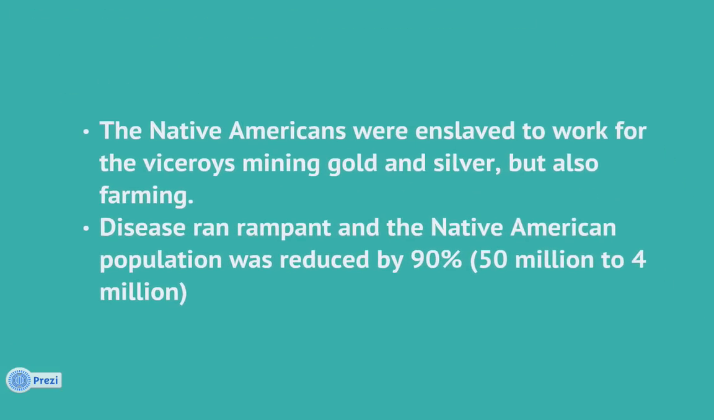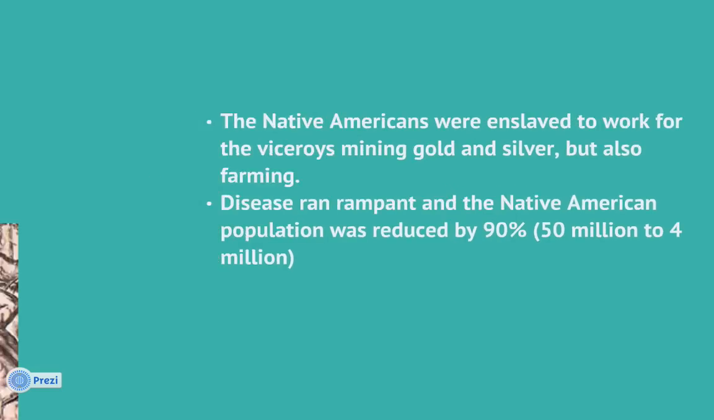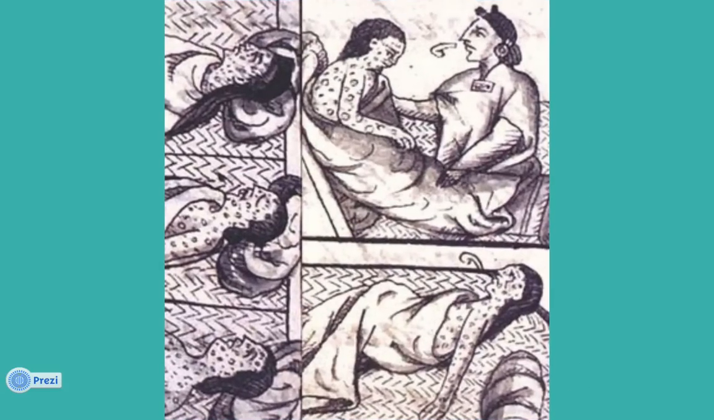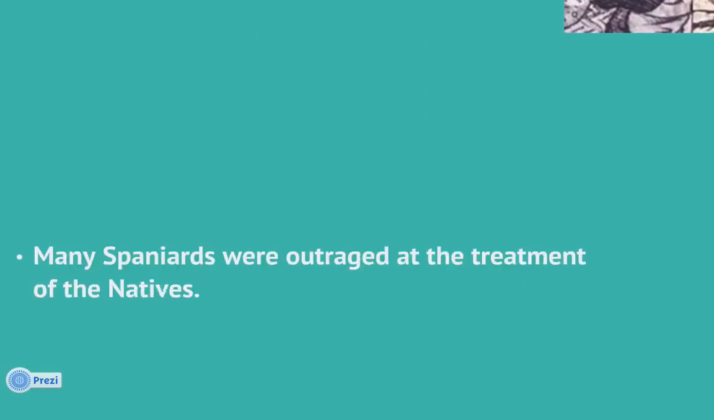Okay. The Native Americans were enslaved to work for the viceroys, mining gold, silver, but also they had farming. And disease, like I said, will run rampant. And when I say run rampant, I mean it's killing 90% of the population. We're going to go from 50 million Native Americans to 4 million Native Americans. And here's a picture of the natives working. Here's a picture of smallpox. This is something you will analyze later with your teacher. But I want you to keep this cartoon in your head.